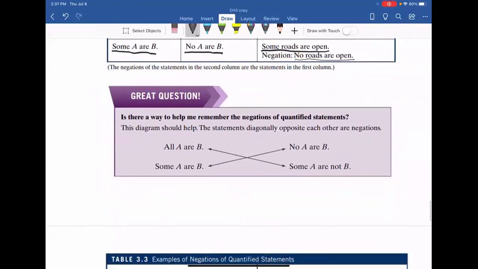So here is a picture to help you memorize the negation of quantified statements. This diagram shows you all A are B. The negation is some A are not B. Some A are B. The negation is no A are B. So the negation of this statement is some A are B. The negation of this is all A are B. Okay, I hope this diagram can help you memorize the relationship between them.